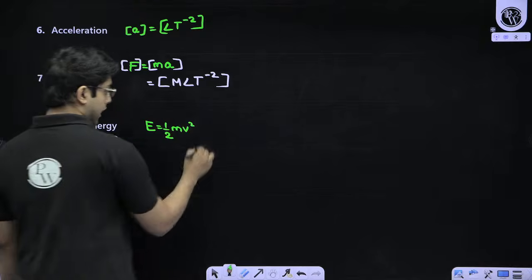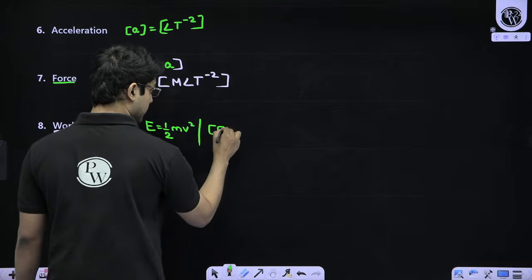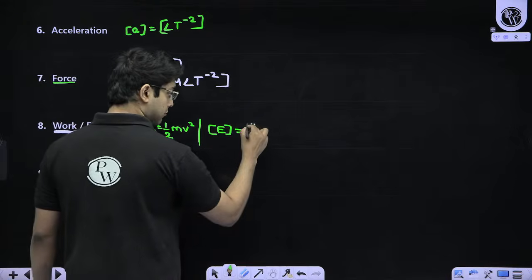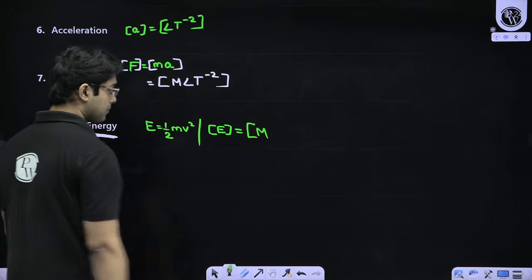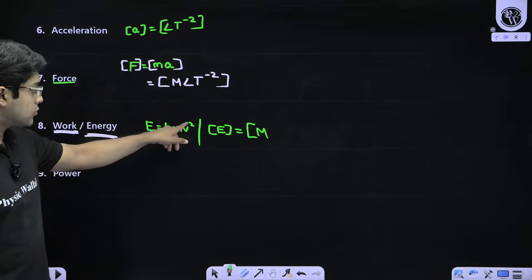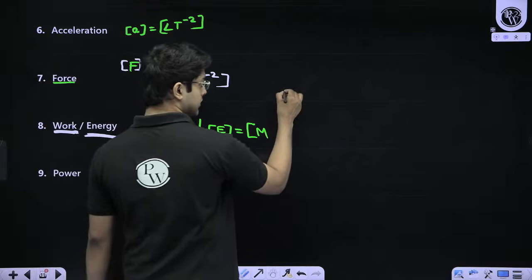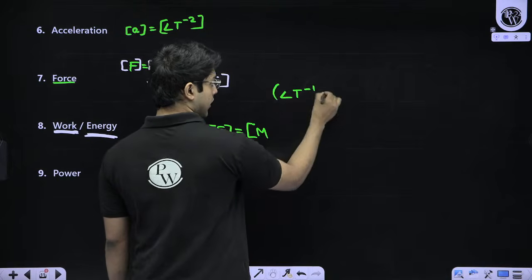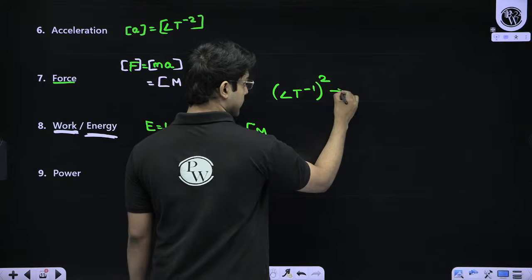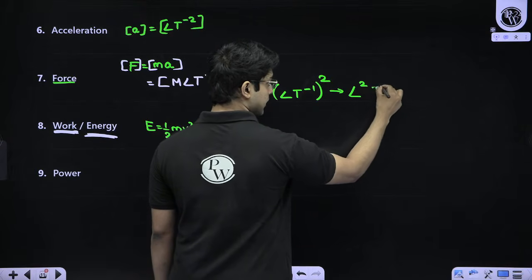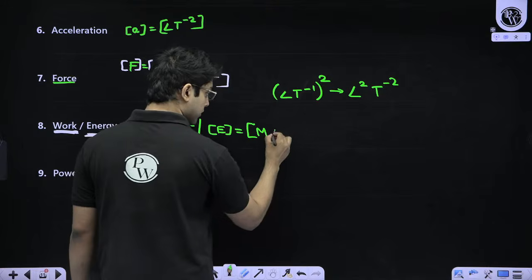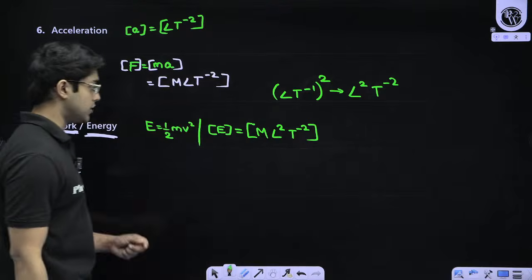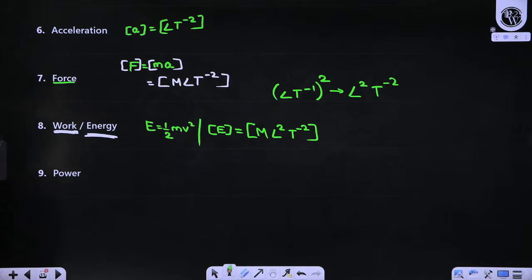Okay. So the dimension of energy will be, half is just a constant, dimensionless, so throw it away. What is left is the dimension of mass, which is m. Now here we have speed squared, right? Speed's dimension is Lt minus 1, if you remember. This was the dimension of speed, and then we have to square it. So what will this become? L square t raised to minus 2. So just put it here: m L square t raised to minus 2. This is the dimension of energy.